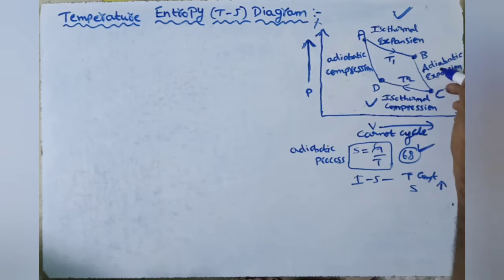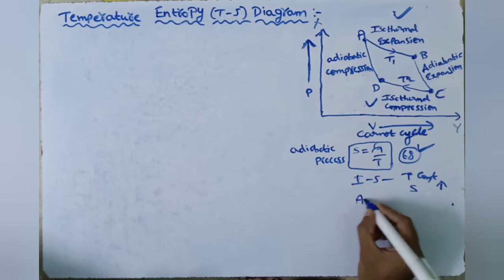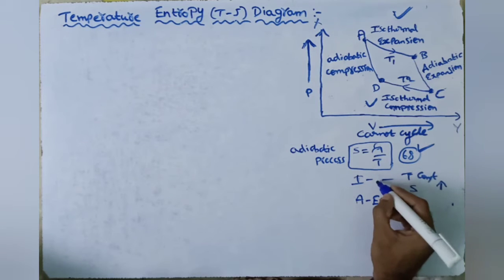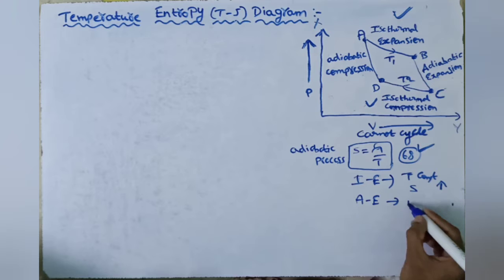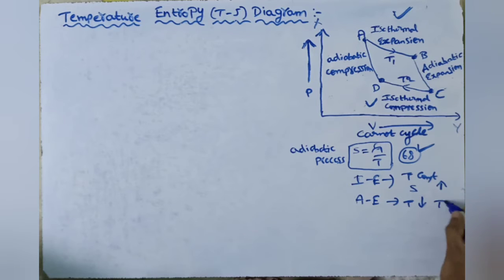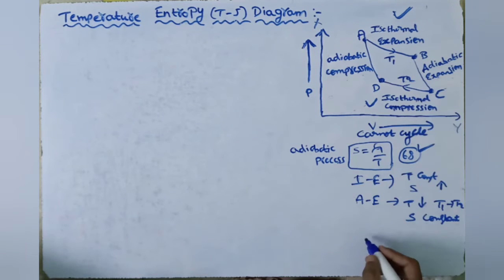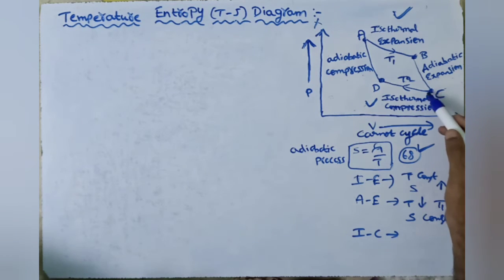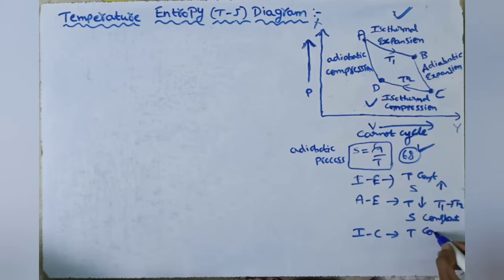Now what about adiabatic expansion? In adiabatic expansion, temperature is decreasing from T1 to T2. What about entropy? We know that in an adiabatic process, entropy is constant. Now, next, isothermal compression. In isothermal compression, when we observe, temperature is constant. T is constant.